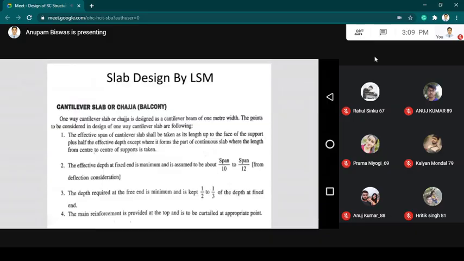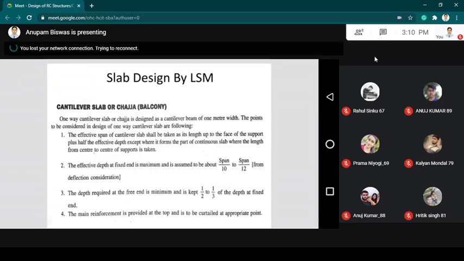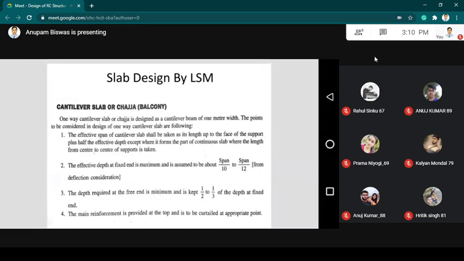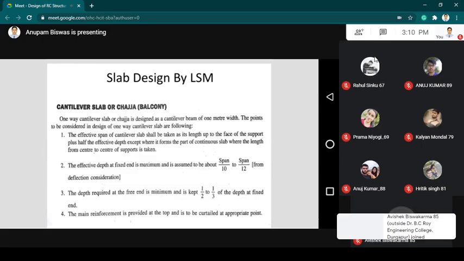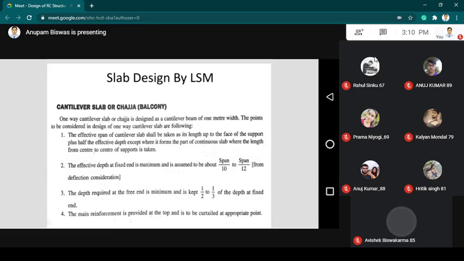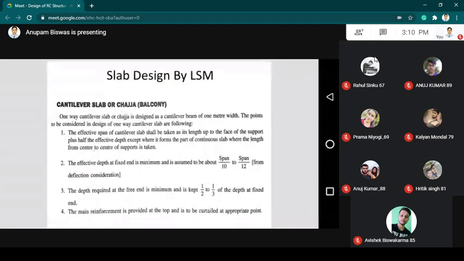Depth, that is from the deflection consideration. So these are all the points that are to be kept in mind before we start the designing.